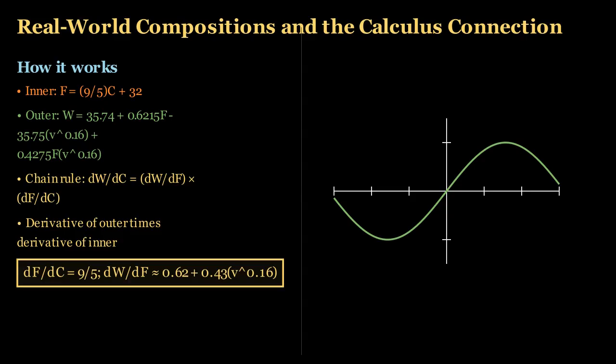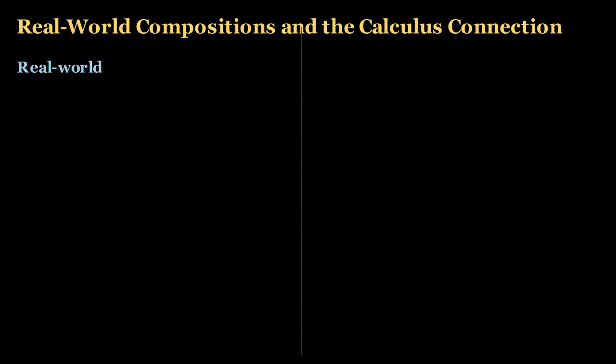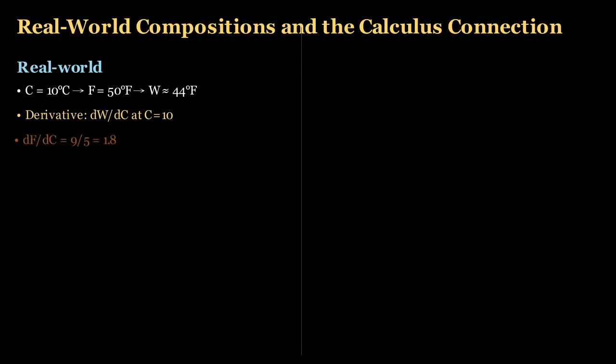The rate of the inner conversion is simply 9/5, or 1.8 Fahrenheit degrees per Celsius degree. The outer rate, how wind chill changes per Fahrenheit degree, we compute from the wind chill formula. At 15 miles per hour wind, that outer derivative is about 0.98. The chain rule says we multiply 1.8 times 0.98, which equals about 1.76. So for every 1 degree Celsius the air warms up, the wind chill temperature rises by about 1.76 degrees Fahrenheit.